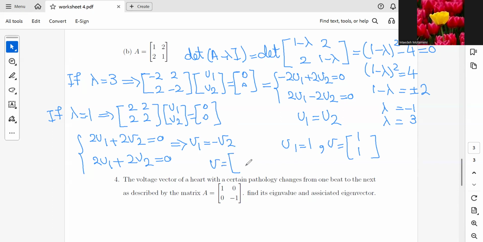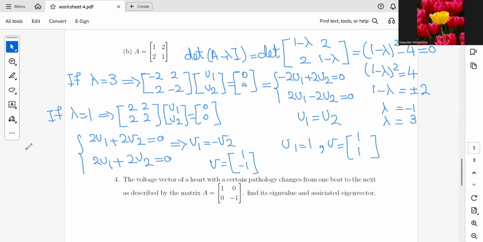So we can pick any numbers that are opposite each other. The first one can be 1, the second one can be negative 1. Or you can pick this first one as negative 5, the second one would be positive 5. So this is the eigenvector related to the eigenvalue negative 1.